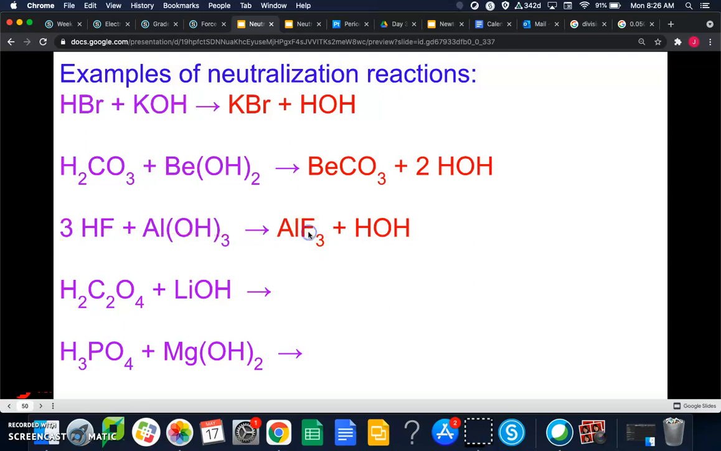And then because we had 3 hydrogens and 3 hydroxides, that's going to give us 3 HOH molecules in our products here. So this is kind of what the final answer for number 2 looks like. We're going to have 3 hydrogen fluoride molecules react with aluminum hydroxide to produce aluminum fluoride and 3 waters.